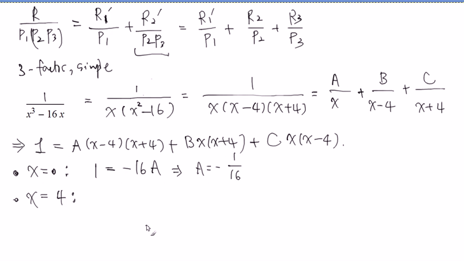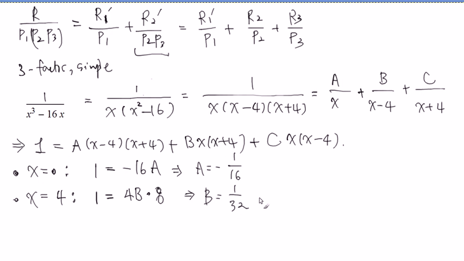X equals next value? 4, right? That 4 kills this one, and that kills that one, leaving only the middle part. So left-hand side, no x is in there, still 1. Middle one survives. So 4 times b times, what is this one here? 8, right? So what is b? 1/32.